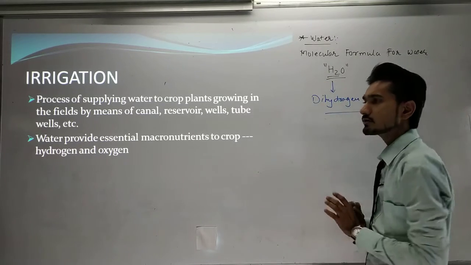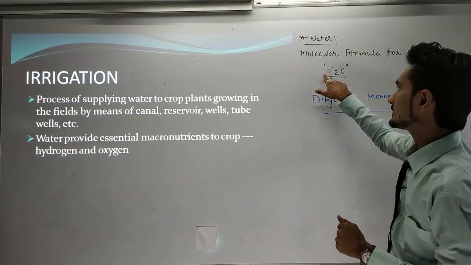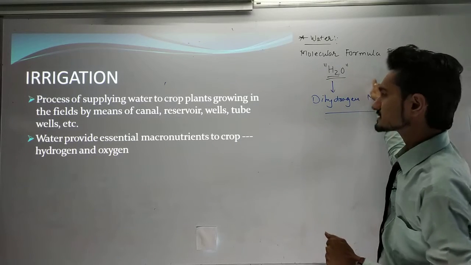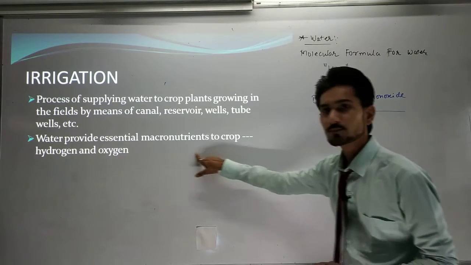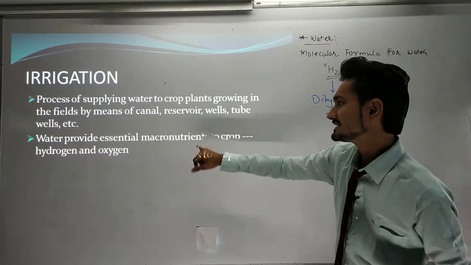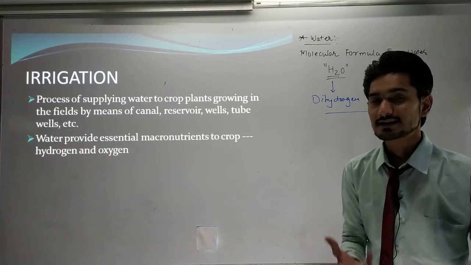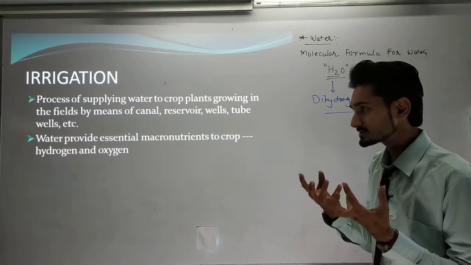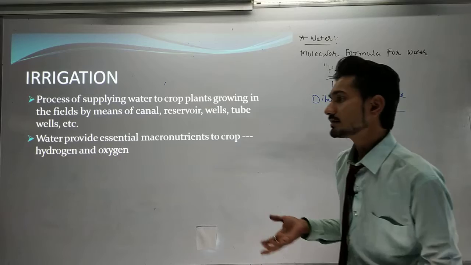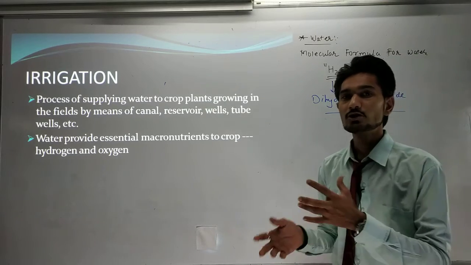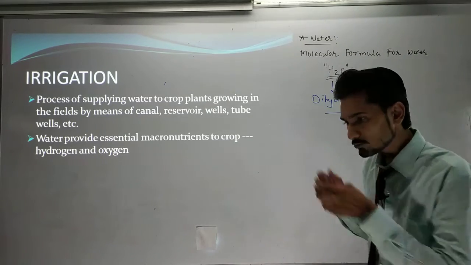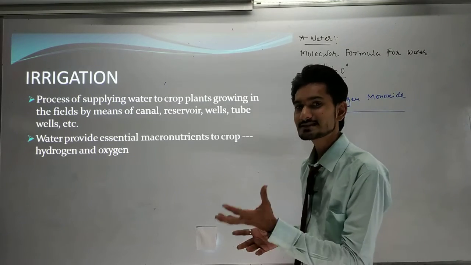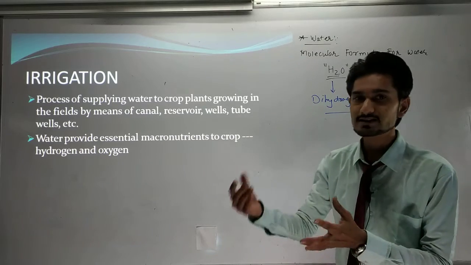So in the molecular formula, we have seen the 2 elements present: one is H, meaning hydrogen, and another is oxygen. So generally what it provides to the crops is the necessary macronutrition that will be sufficient for crop production. If they are not present and not rich in the soil, then we have to give them. That's why production of the crop will go very easily and smoothly. Otherwise the crop gets wasted.